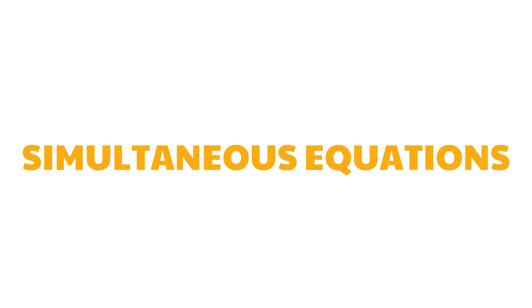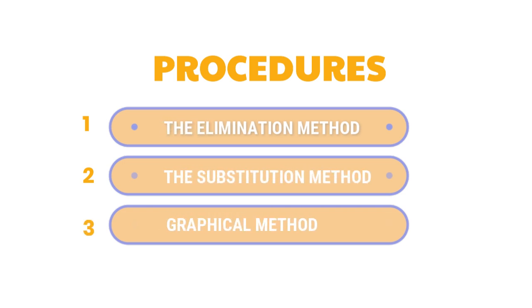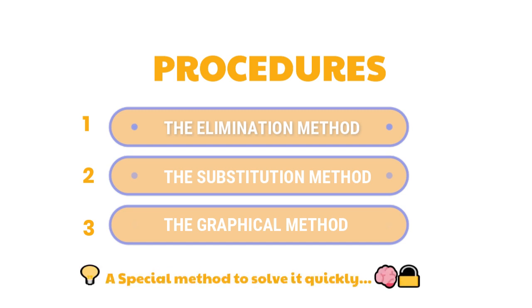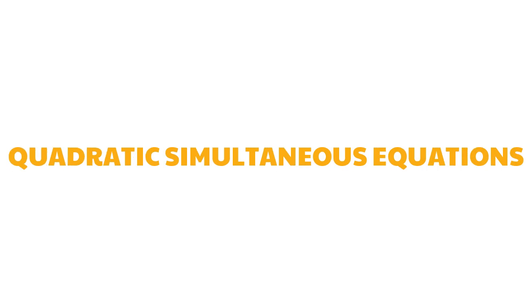Today we are going to be studying simultaneous equations: how to solve them using the elimination method, the substitution method, graphically, and also we'll add another special method that can help you solve them very quickly. But what we're talking about today is linear simultaneous equations, and in the next lesson, we'll be looking at quadratic simultaneous equations. They are linear because we wouldn't have any term in x squared or y squared. Let's take an example.